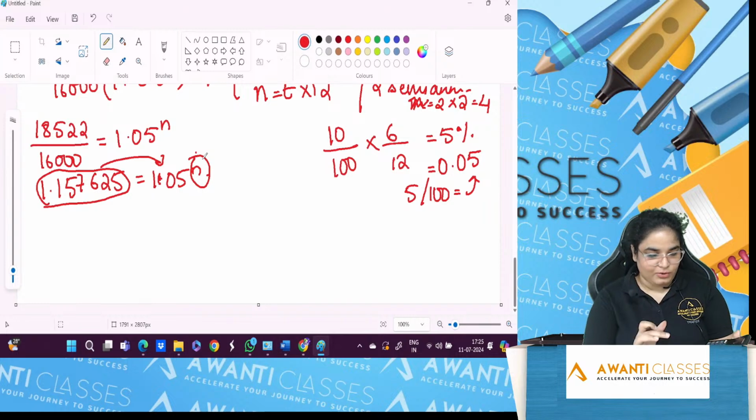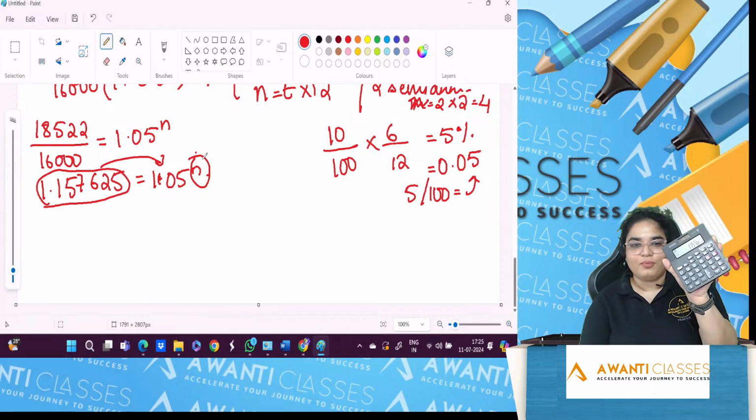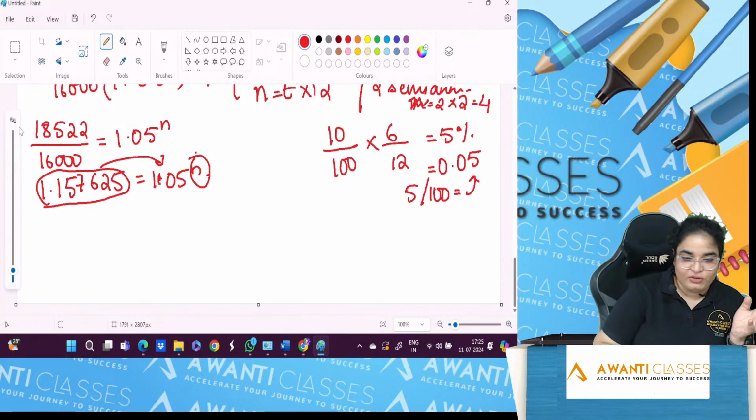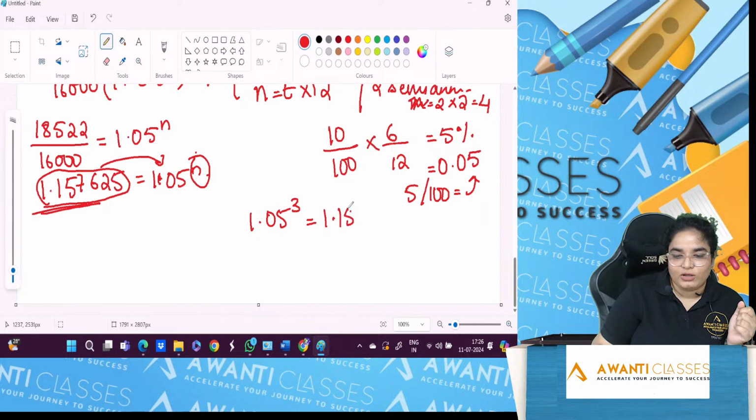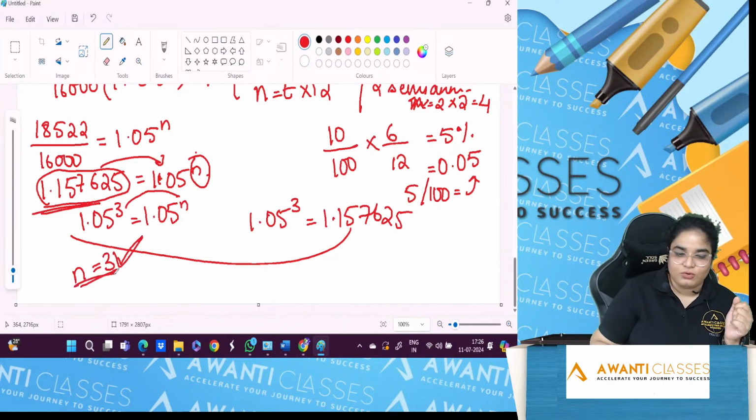1.05 into 1.05 is 1.1025, into 1.05 again gives 1.157625. So 1.05 cubed is equal to 1.157625. Can I say 1.05 cubed is equal to 1.05 to the power of n? So doesn't this mean n is equal to 3?